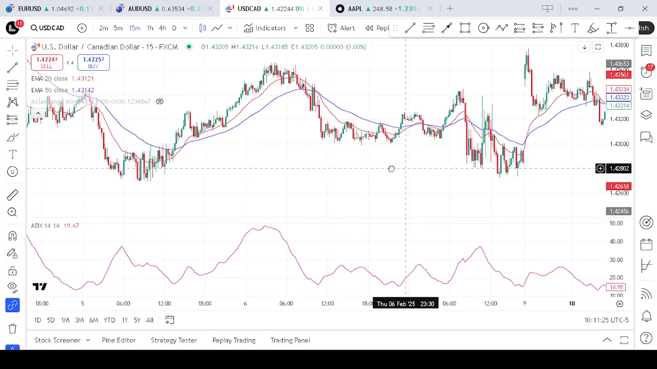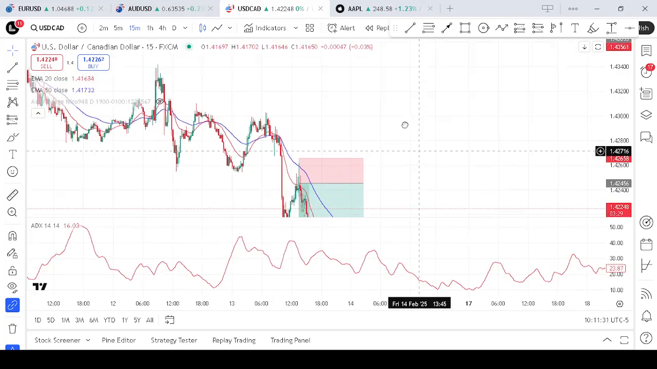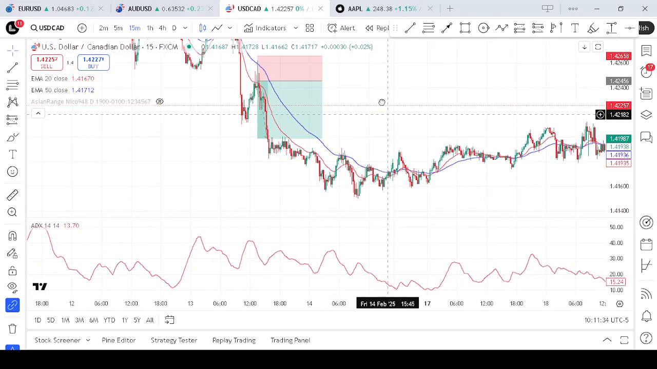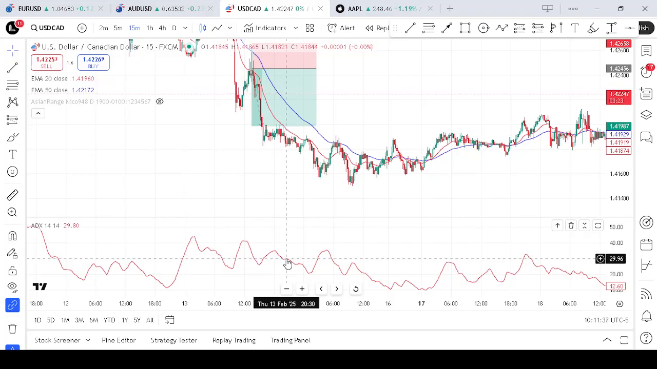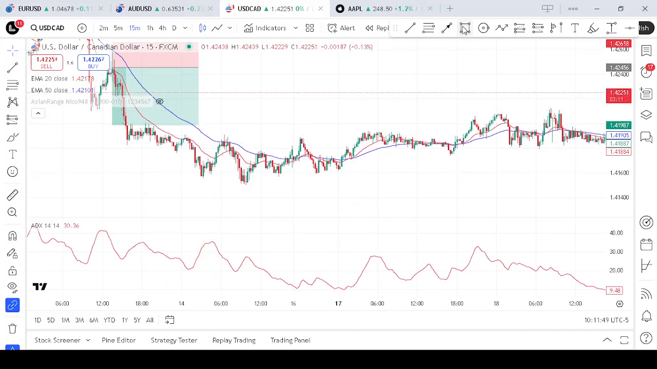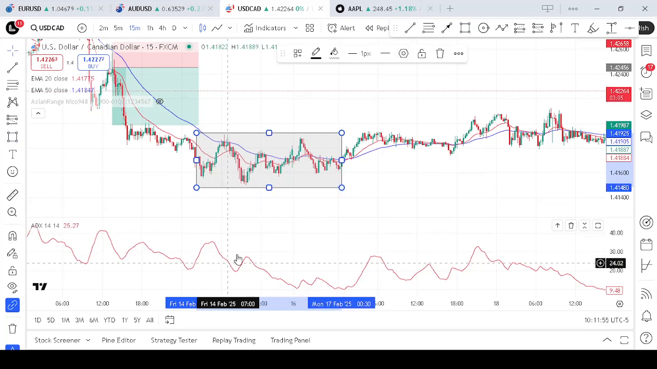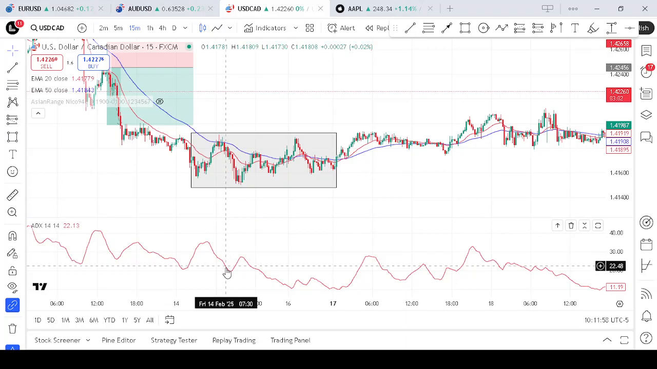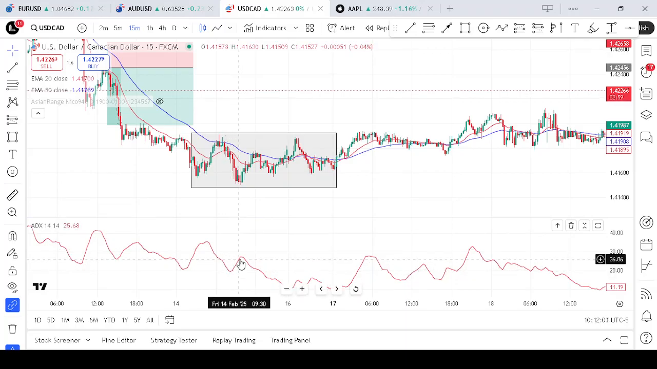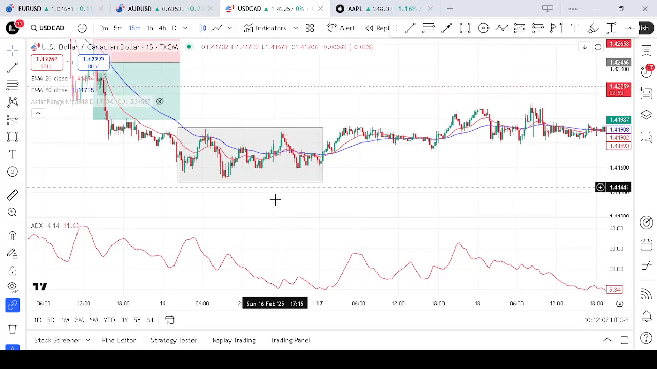While if we see a reading below 20, let's go back to our example. A reading below 20 is a sign of a weak trend or a ranging market. Let's look at this area where price is ranging. Price is ranging in this particular area in real time. If we check our ADX, we can see that it is below 20. It's fluctuating, but you can see that it's below 20 in this particular area, showing you that yes, we are in a ranging market.